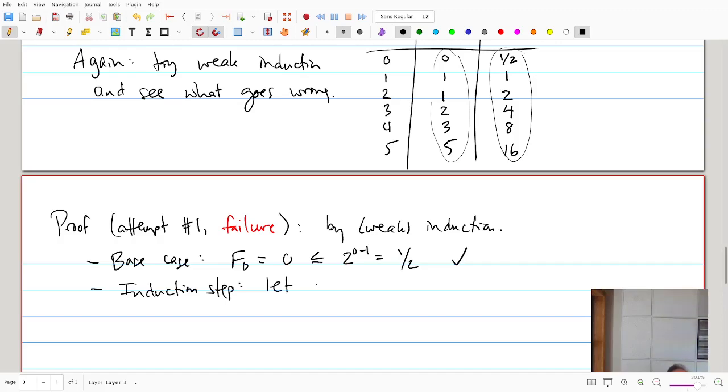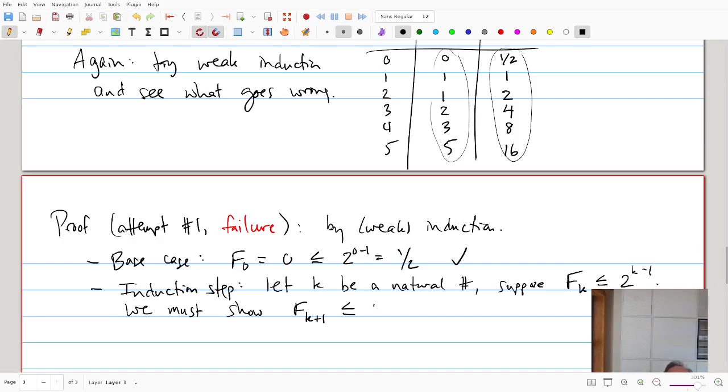Let k be a natural number, and suppose fk is less than or equal to 2 to the k minus 1. Then we must show, well, this is like our proposition for k. We need to show the proposition for k plus 1. So that would be saying that fk plus 1 is less than or equal to 2 to the k plus 1 minus 1, which is just k.